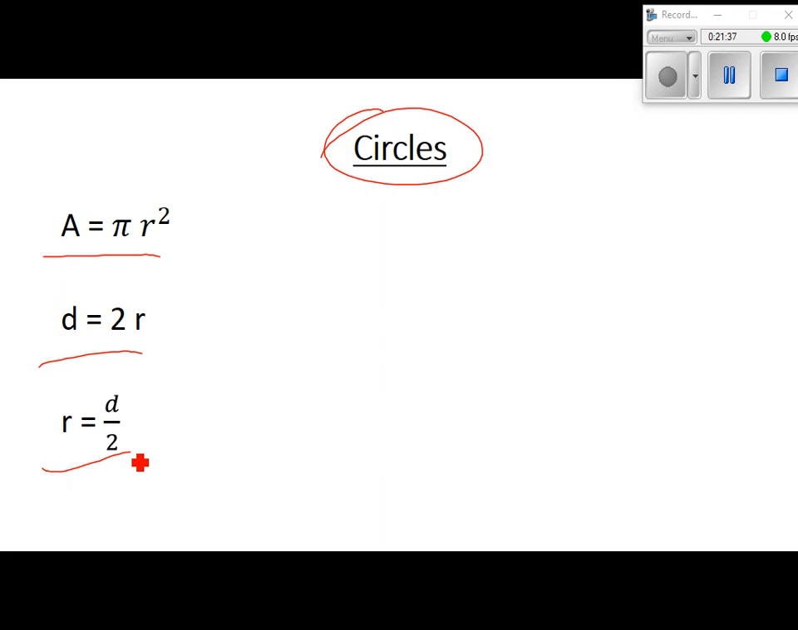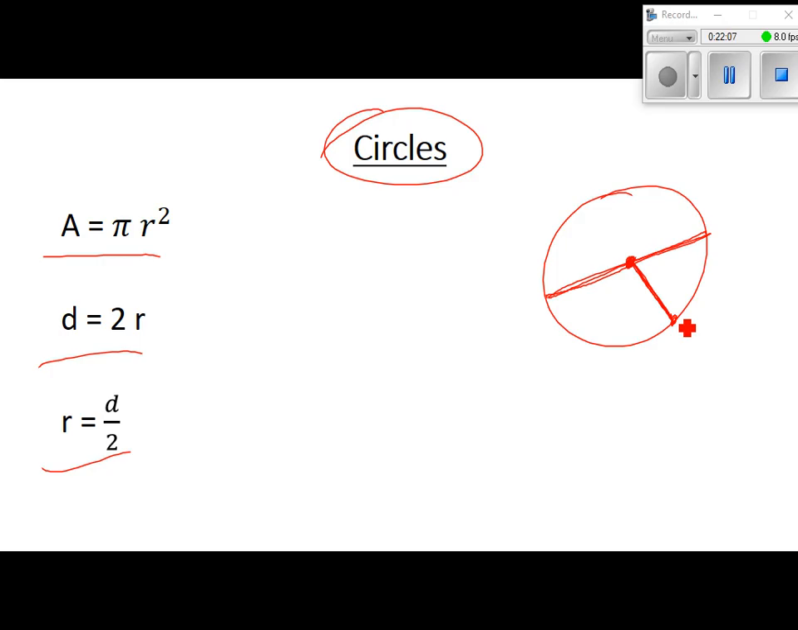What do you know about a diameter of a circle? 2 times the radius. What's a diameter do in a circle? It's the longest chord. It goes from one edge of the circle to the other edge and goes through the center point. And diameter is always 2 times the radius. What's a radius do? It comes from the center and goes up to the edge. Center to the edge of the circle.